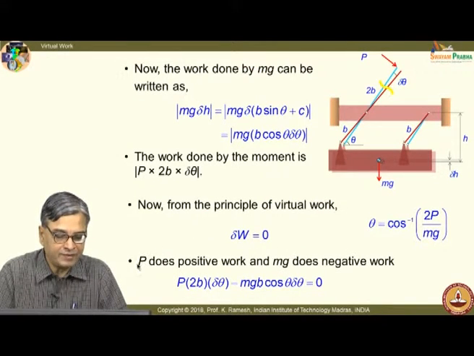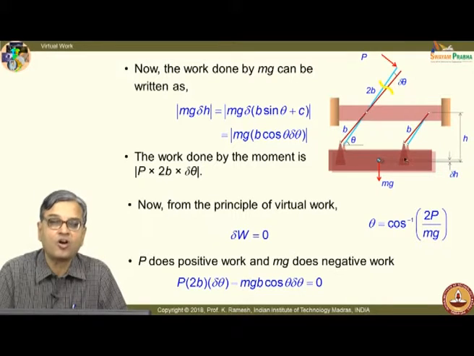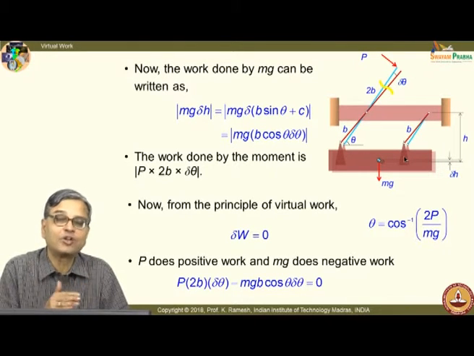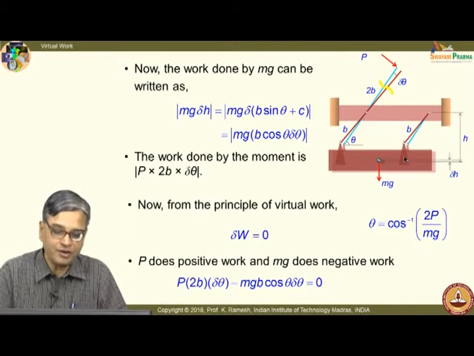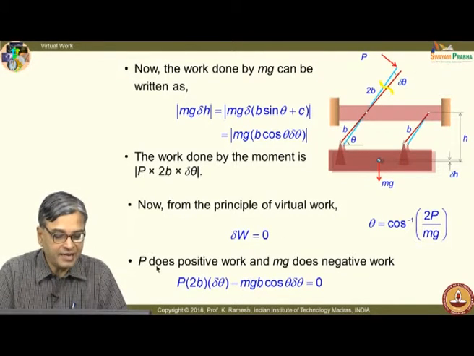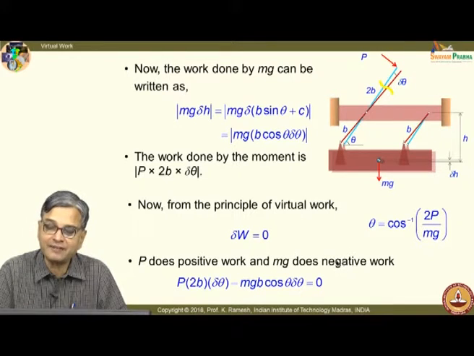You finally investigate from the neat sketch. If you draw the sketch wrongly, then this method also can give surprising results. For me to identify that P does positive work or mg does negative work, I must have a clear sketch drawn.